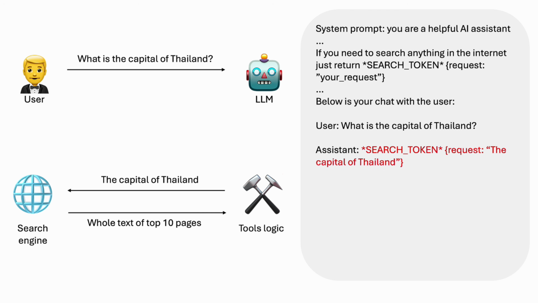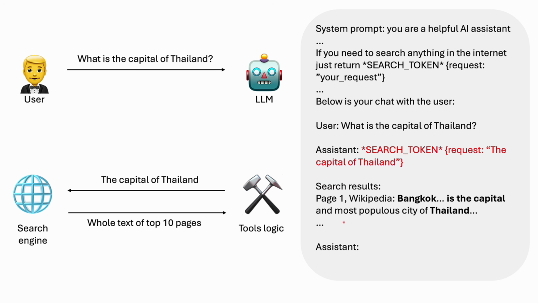Then it combines the top, let's say, 10 pages of the search results and transforms them into pure text so the LLM can understand it. And then this tool wrapper that we have sends it back to the LLM. Again, it is just added to the context that the LLM is seeing. Now somewhere in this long prompt that the LLM can see, we have this information from, let's say, Wikipedia that says Bangkok is the capital and the most populous city of Thailand.